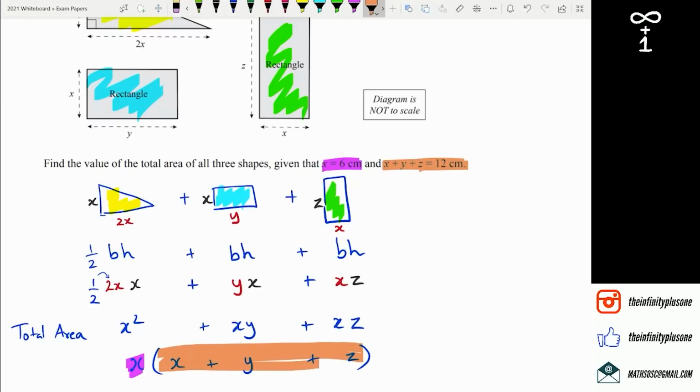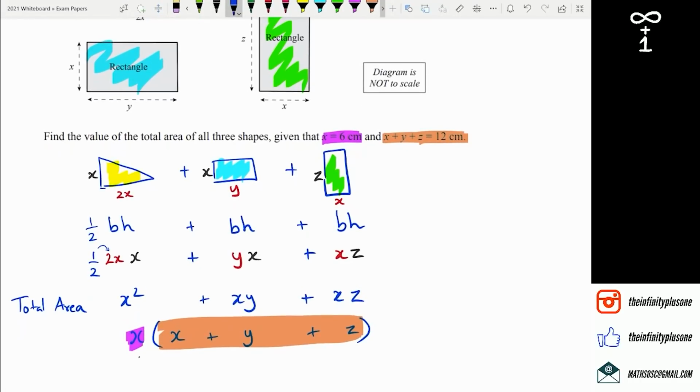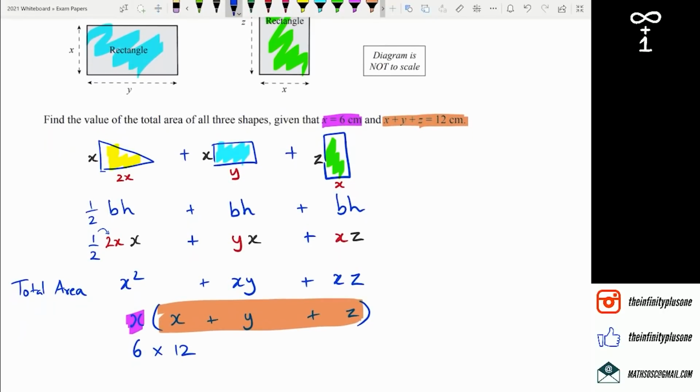So which means that entire bracket there is actually equal to 12 and x is equal to 6. So we can straight away just substitute this as 6 multiplied by 12, which gives us an answer of 72 centimeters squared. All right, so as I said to you guys, sometimes with these questions, the way the answers work out is that you just need to know when to factorize.